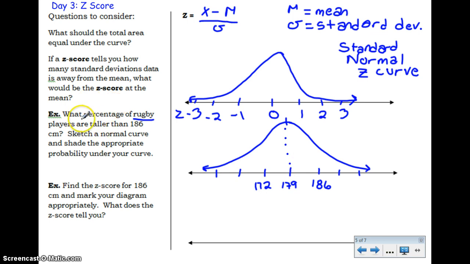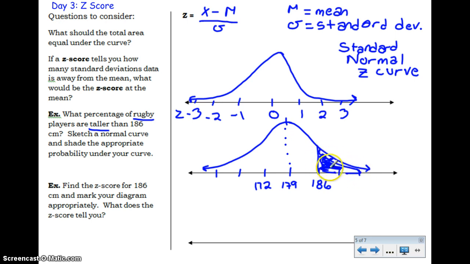What this question is asking me to look at is what percentage of rugby players are taller than 186 centimeters? Sketch a normal curve and shade the appropriate probability under your curve. If I'm going to shade that, I'm looking at 186, which is right here. And if it says taller, well, to get taller, I'm going to have to go to the right. So that means I'm going to be shading all of this area, everything that's under the curve to the right.